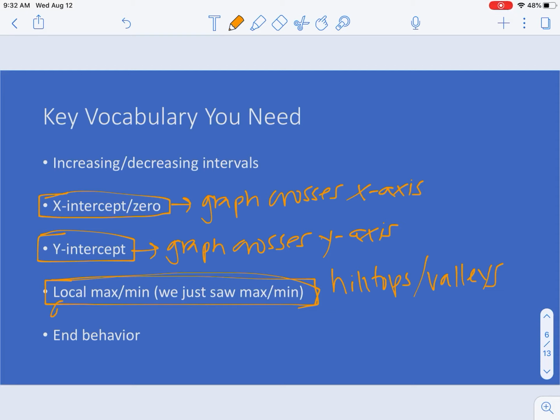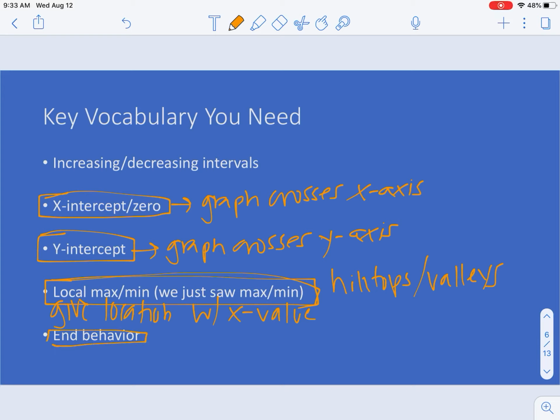We give their location with an x value. So I'd say it has a maximum at x equals 2. And that's telling me that there's going to be some sort of hilltop at x equals 2. I said there's a minimum at x equals -3. That's telling me at x equals -3, there's going to be a valley. You can give the value. You could say that there is a maximum at x equals 2 with a value of 10. That's going to give me the specific point, but when we're giving location, we're going to talk about x value.